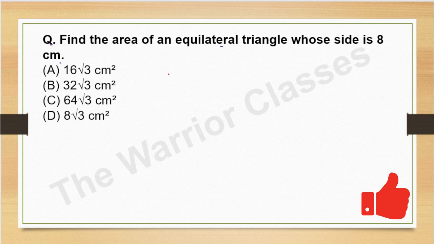Now the area of an equilateral triangle is root 3 over 4 multiplied by side square, right? Now it is root 3 by 4 multiplied by side, here 8 centimeter. So 8 multiplied by 8. Cancel it by 4: 4 times 2 is 8, 8 times 2 is 16. So 16 root 3 centimeter square will be our answer. Option number A, 16 root 3 centimeter square, is the correct answer. Now moving to the next question.